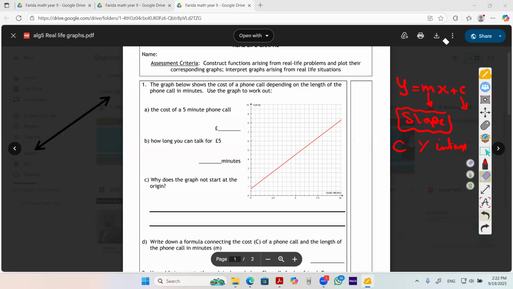Let me start to explain what is the meaning of equation of straight line, how we can get the gradient, how we can get the slope, sorry, the y-intercept. First, equation of straight line.